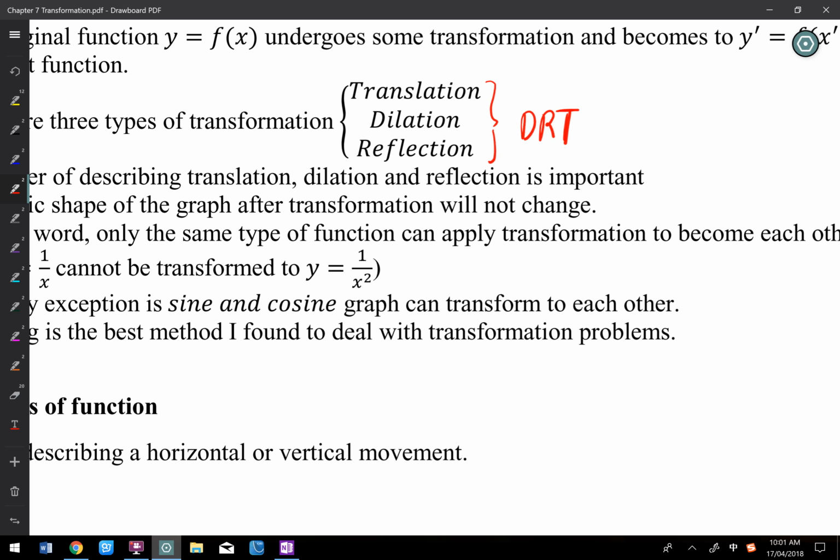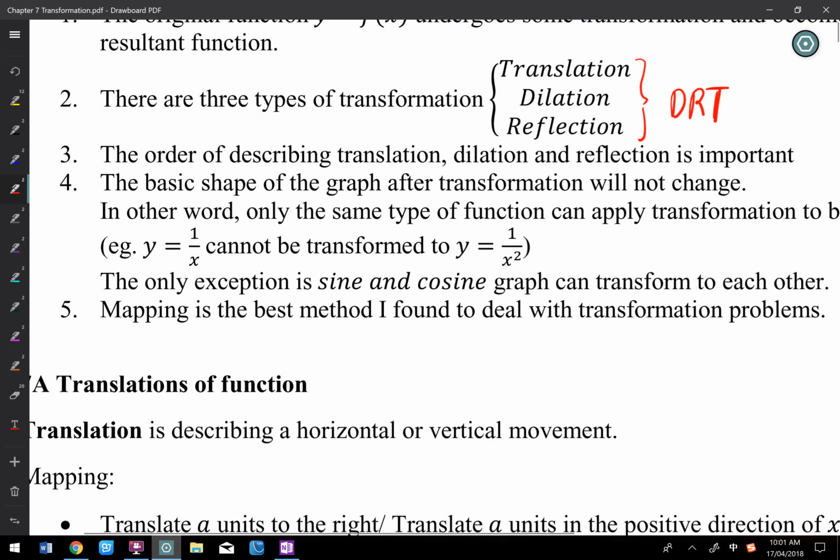It's not 100% that you must do that, but that's the suggested order. You'd better do it in that order. But if I really want to do translation first, then dilation, and then reflection, that's all right as well. You just need to make sure your numbers are correct. That's the next thing I'm talking about.